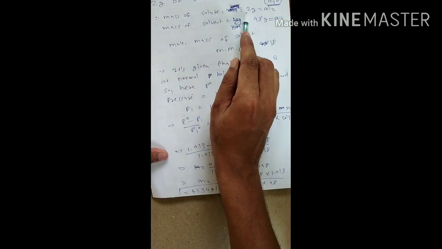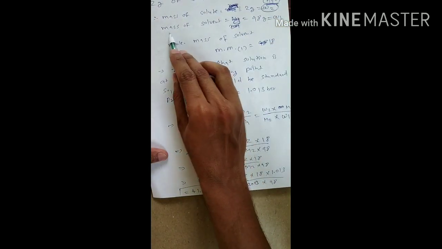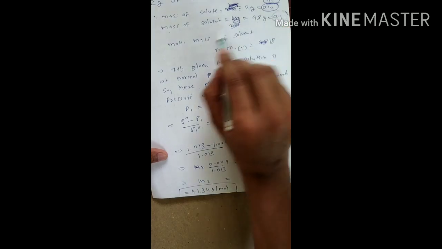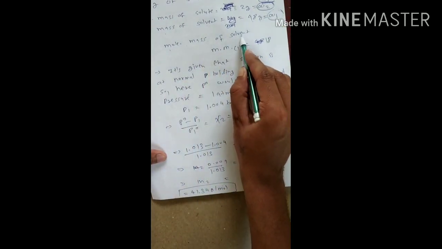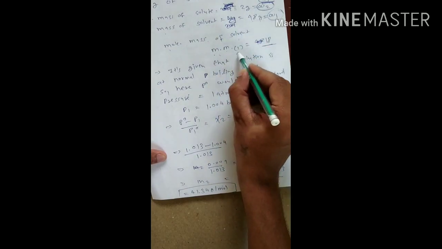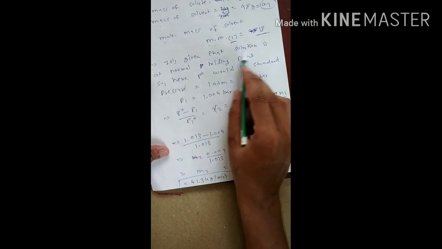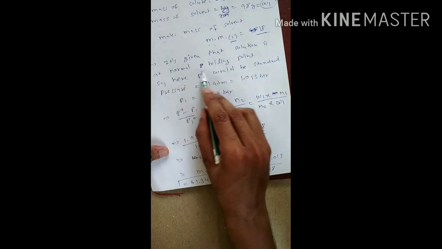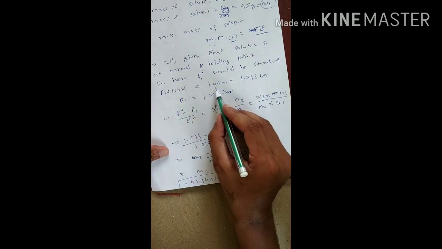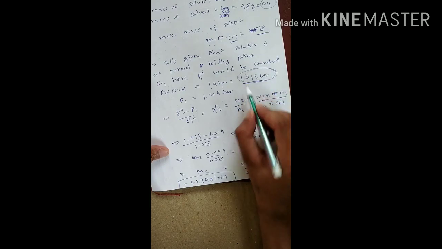So mass of solute is equal to 2 grams. I am denoting that by W2. Mass of solvent is 98 grams. I am denoting that by W1. Molecular mass of solvent, water, is 18. So molecular mass M1 is 18. Now it is given in the question that the solution is at normal boiling point. So here P10 would be standard pressure, 1 atmosphere, which is equal to 1.013 bar. I told you this value you have to remember.